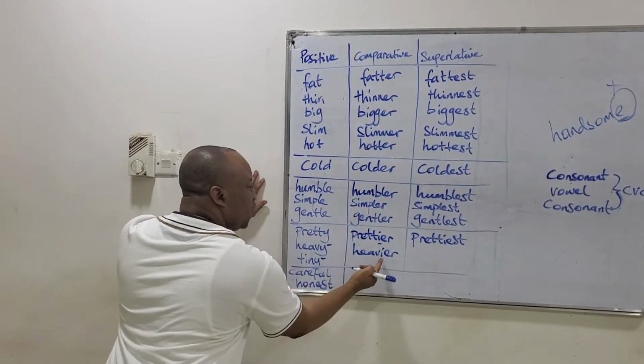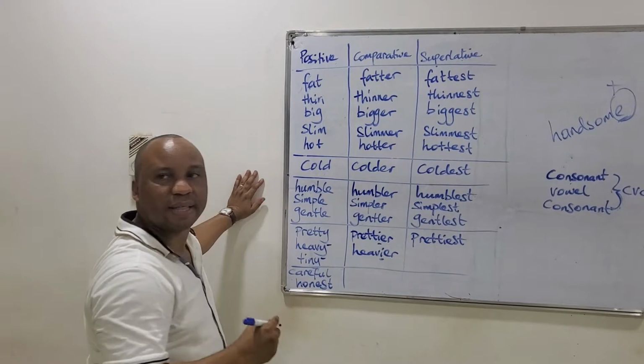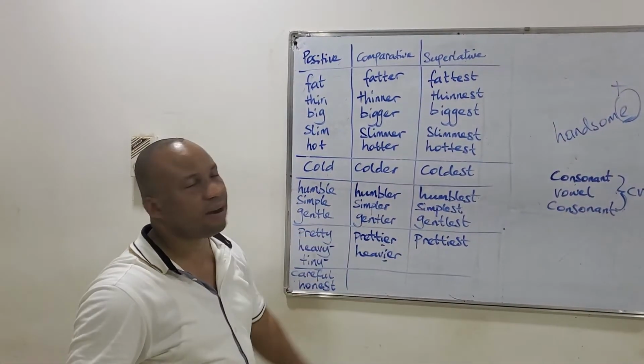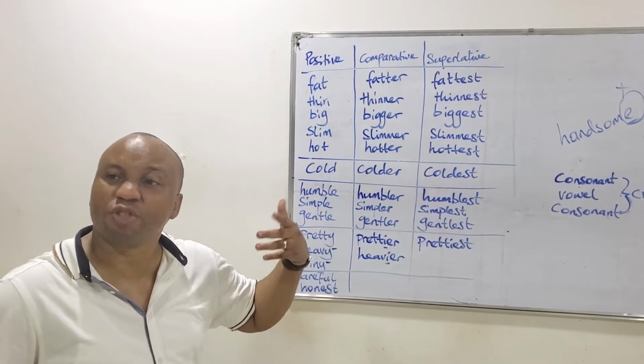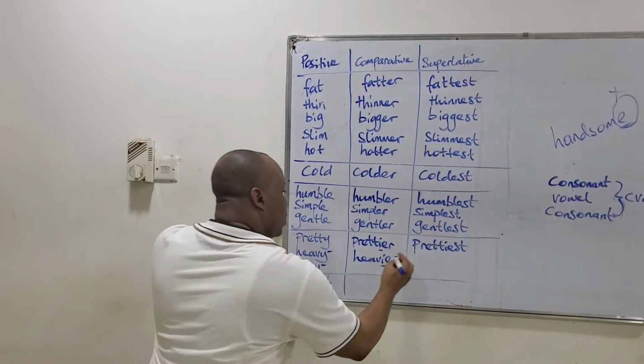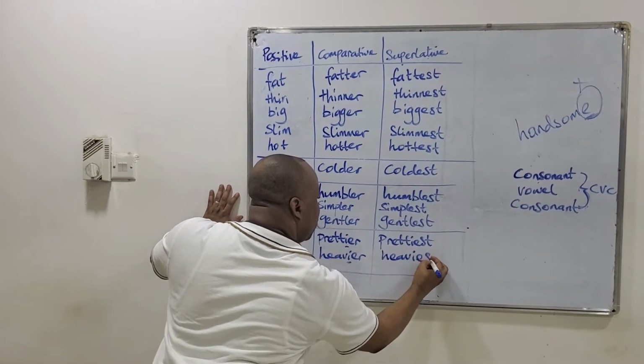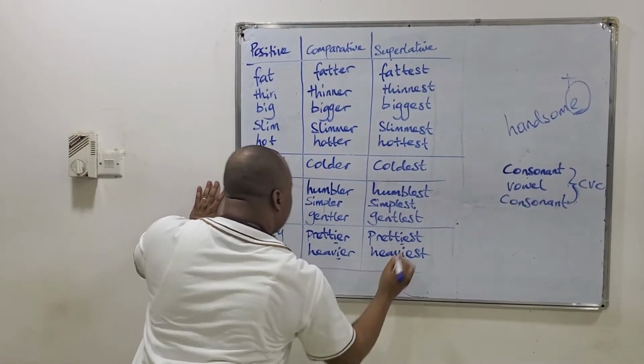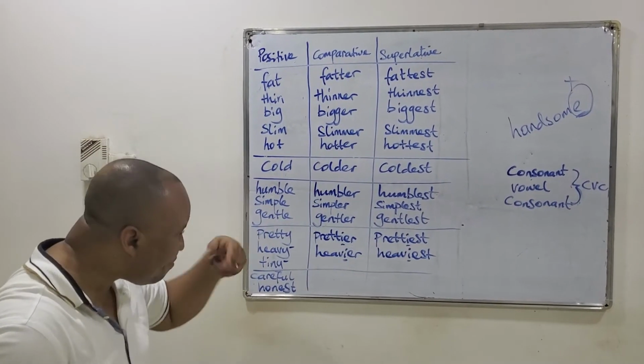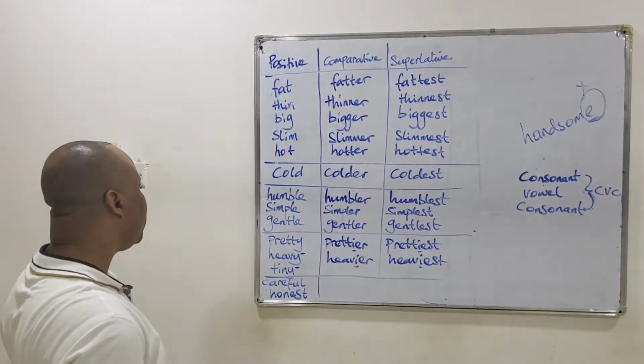The Y changes to I. Then we add ER in the comparative form. And in the superlative form, the Y changes to I and we add EST. So heavy, heavier, heaviest, okay?